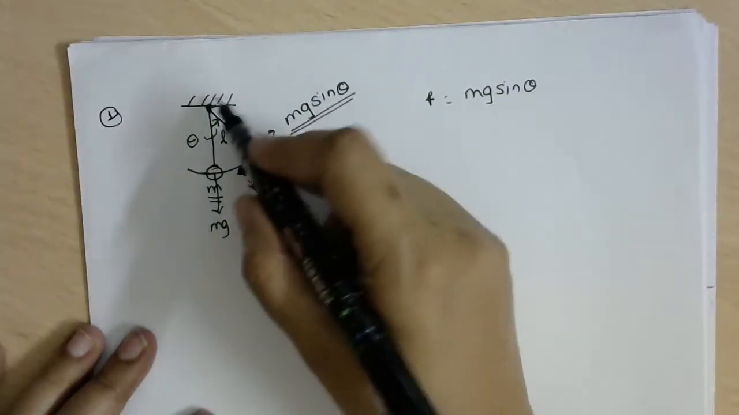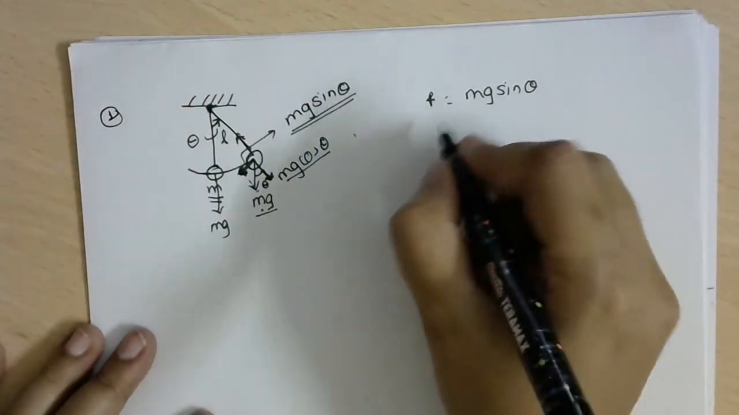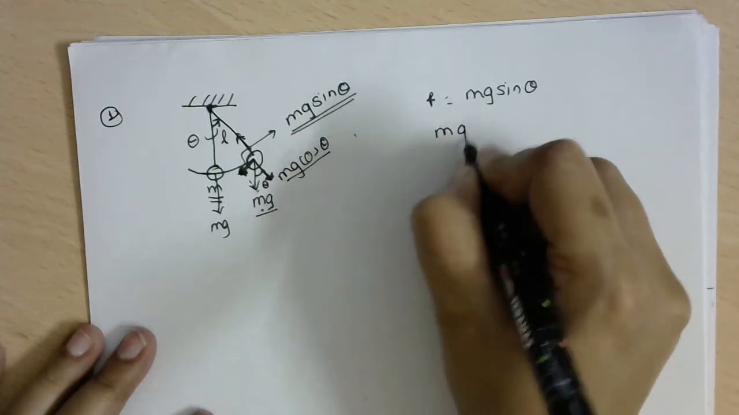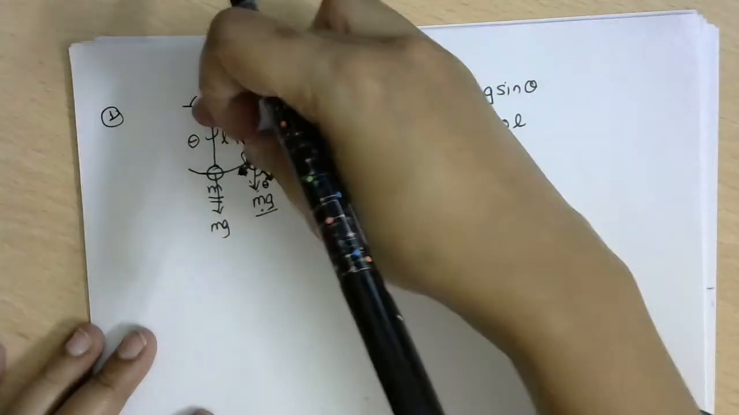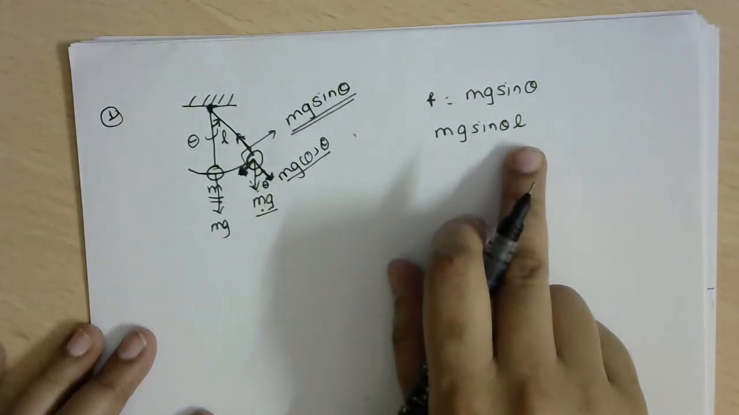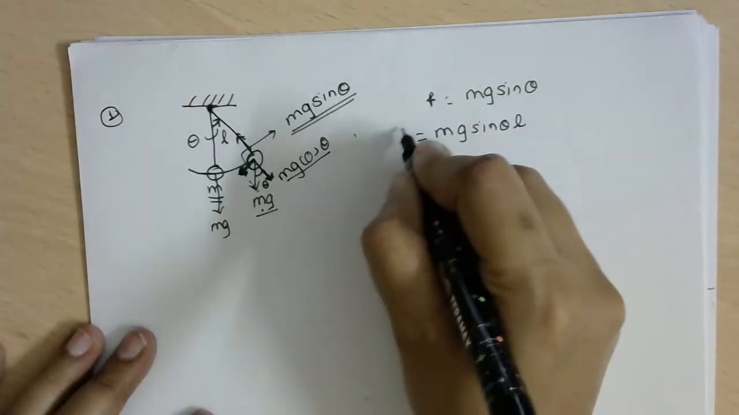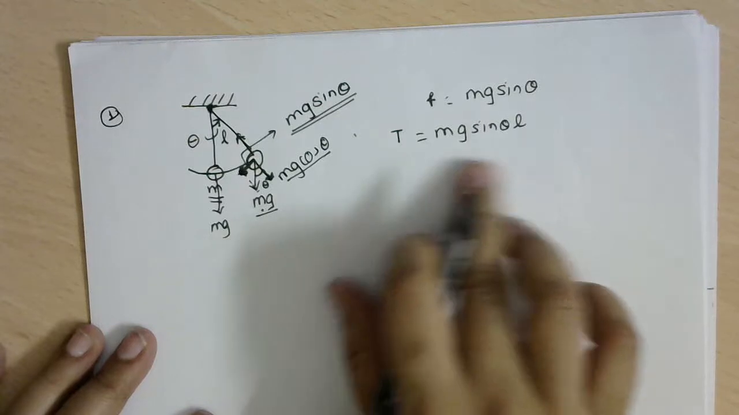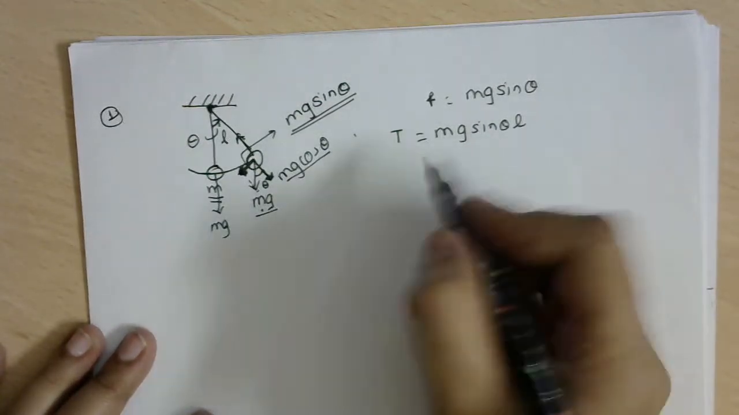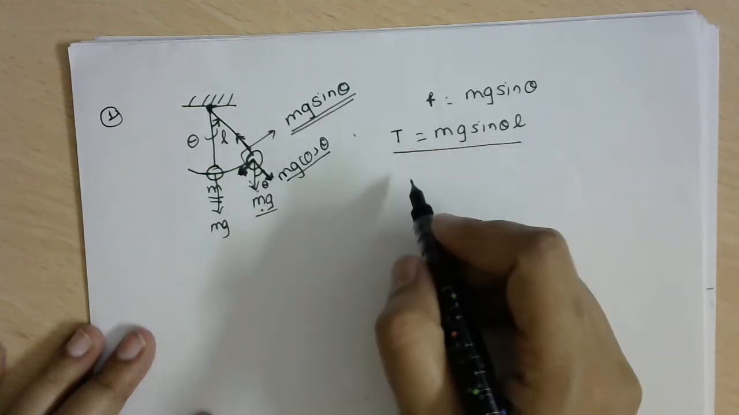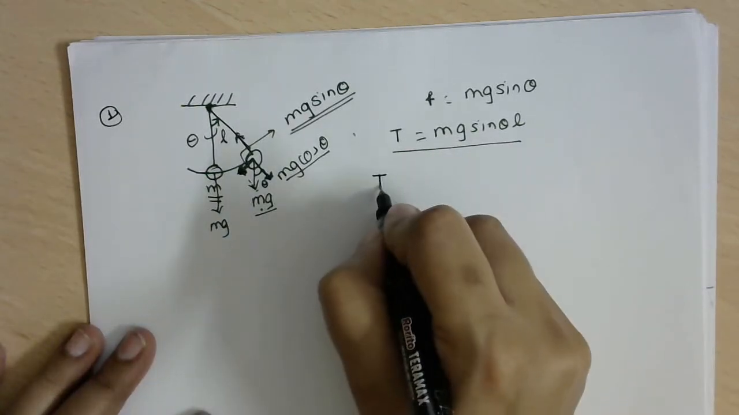So what is the moment of the force about that? That will be equal to mg sine theta times L, which is the length of this. So mg sine theta times L is the unbalanced torque. This torque remains unbalanced. There is nothing which can balance this torque. So obviously this has to cause angular acceleration. So how much angular acceleration?